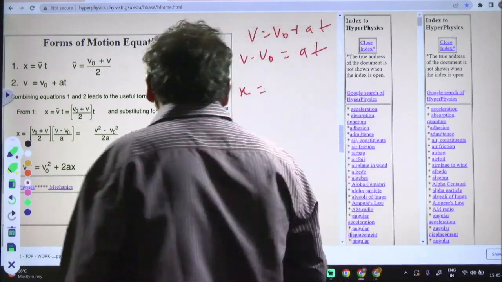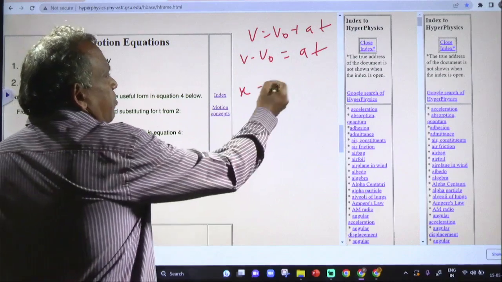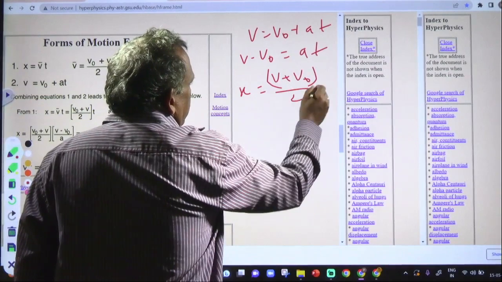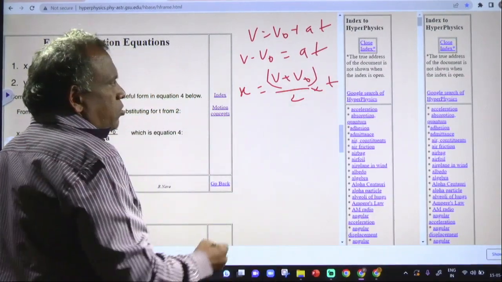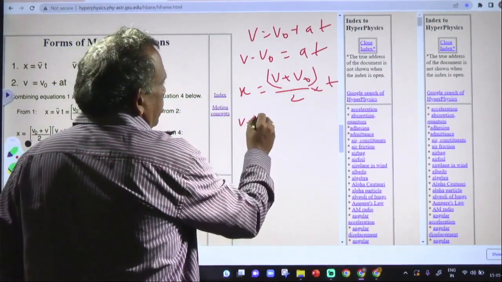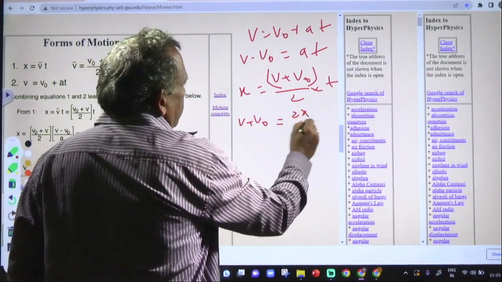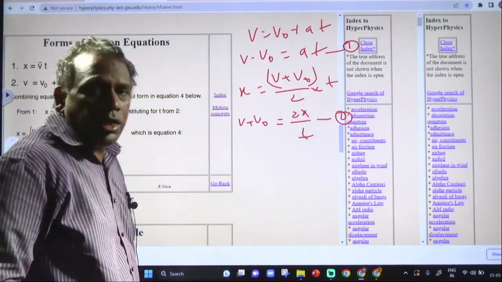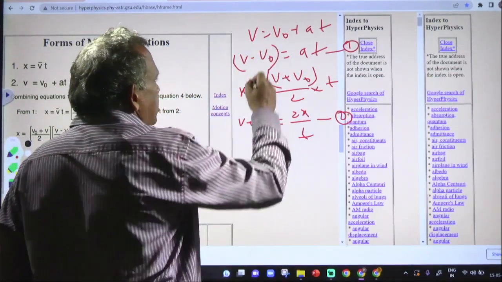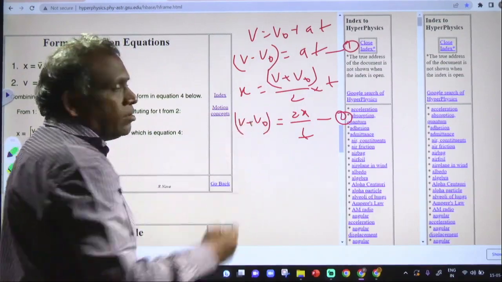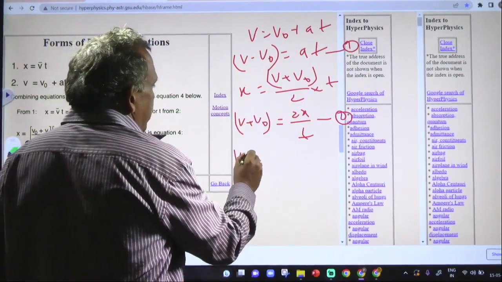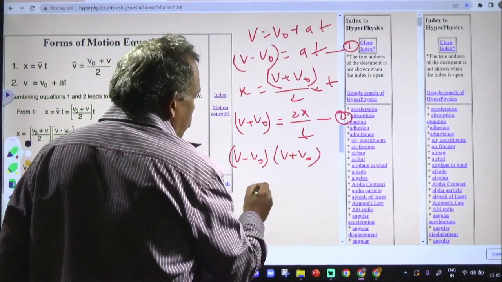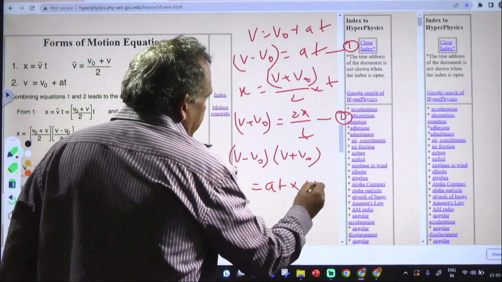Then the displacement can be written using the formula average velocity into time. Average velocity is v plus v naught by 2, into t. From this you can write v plus v naught equal to 2x by t. This is the first equation and this is the second equation. Multiply the LHS of the first with the LHS of the second: v minus v naught into v plus v naught is equal to at into 2x by t.